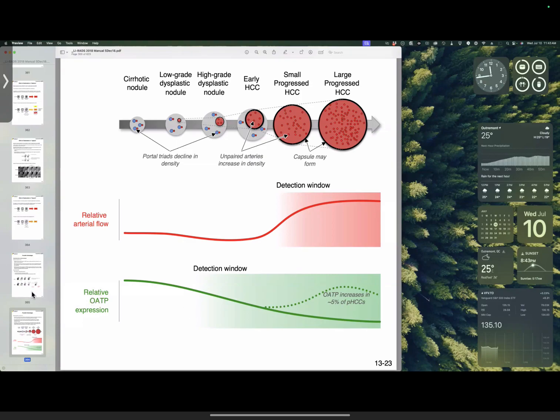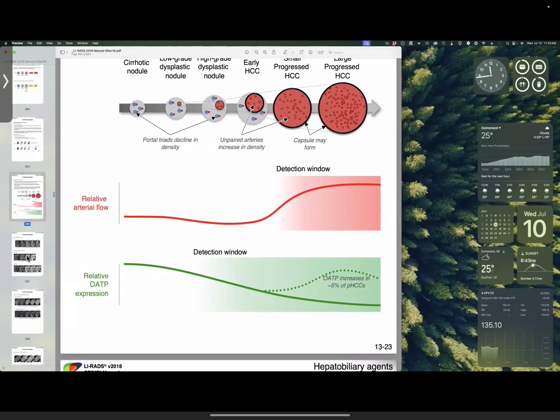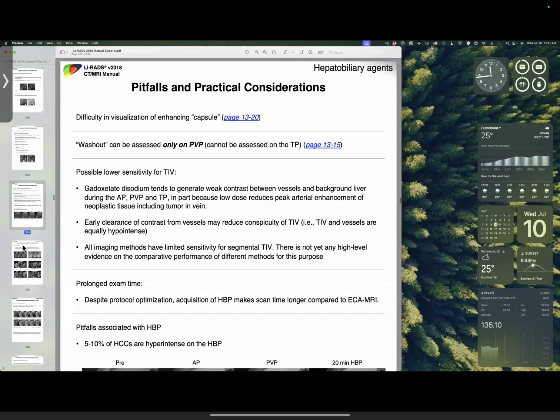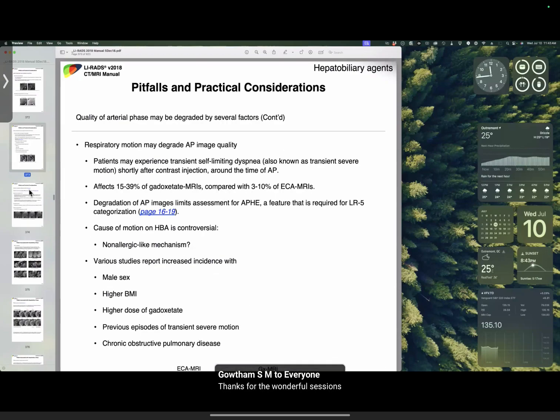So conceptually, I think this schematic is extremely helpful to justify the rationale for the possible advantages. There are also potential disadvantages that are discussed later on, in the interest of fairness. For example, the dose is somewhat lower, so the arterial phase is not as crisp. There are some respiratory motion artifacts associated with this. And also in terms of ambiguity, you have to make sure that you're not misinterpreting a small hemangioma as an HCC, by making sure that the signal follows the blood pool rather than showing a hypointense appearance in the hepatobiliary phase.